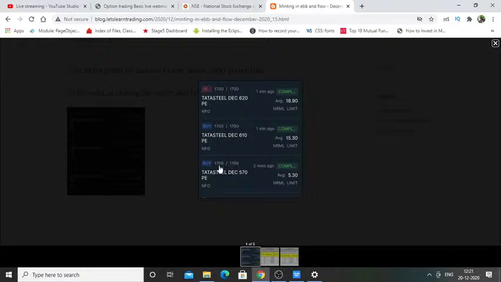Here you can see the 1700, right? This is the lot size, and this is how you have to buy or sell. Here you can see I have sold the 620 put option, one lot, which is 1700. I have bought 1700 Tata Steel 610 put option, and I have bought the December month 570 put option, one lot of Tata Steel. So now you guys got it. This is how you have to buy.